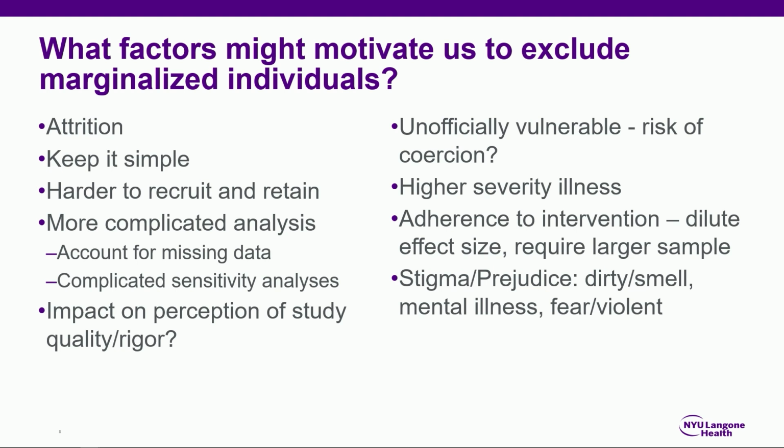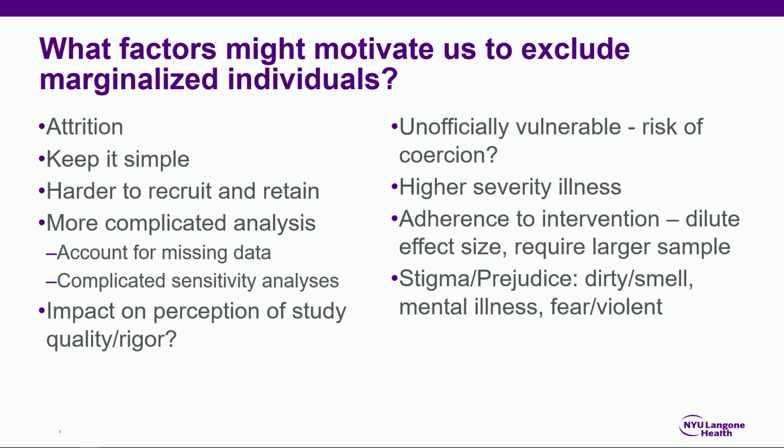So you already mentioned attrition and loss to follow-up. There are other reasons, such as just keeping research simple. It can be harder to recruit and retain more challenging or marginalized populations. The analyses are more complicated because you have to adjust for the loss of data. And if you have the loss of data, there's definitely a perception of the loss of rigor and quality of the study, which can have other impacts potentially on publication and funding.